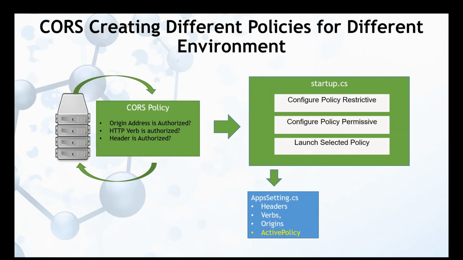We pass the setting through the core setting class to the startup class. There, as in previous videos, header, vers, and origin are used to configure a restrictively configurable policy, and the active policy is used to select what policy should be launched. Also, in the startup, we configure a second policy without restriction. This second policy does not need any configuration. Let's see this in the code.